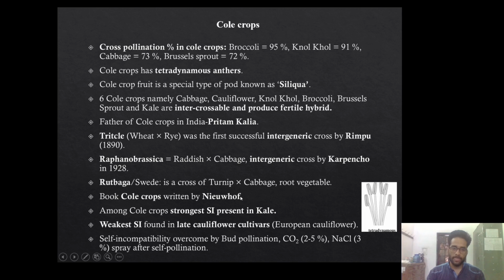Among cole crops, the strongest self-incompatibility is found in kale. Please remember this. Kale, you can say kale or keel. Weakest self-incompatibility is found in late cauliflower, which is European cauliflower. Self-incompatibility in cole crops is overcome by bud pollination, CO2, and NaCl spray after pollination.